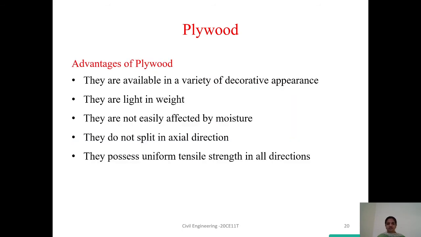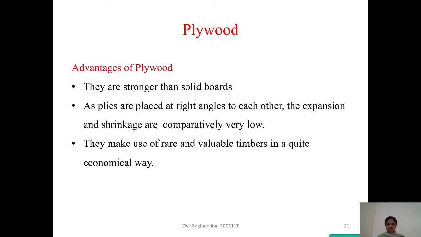Coming to advantages of plywood, they are available in a variety of decorative appearances. They are light in weight. They are not easily affected by moisture. They do not split in the axial direction. They possess uniform tensile strength in all directions. They are stronger than solid boards as plies are placed at right angles to each other. One will be parallel to the face, the other will be perpendicular to the face.